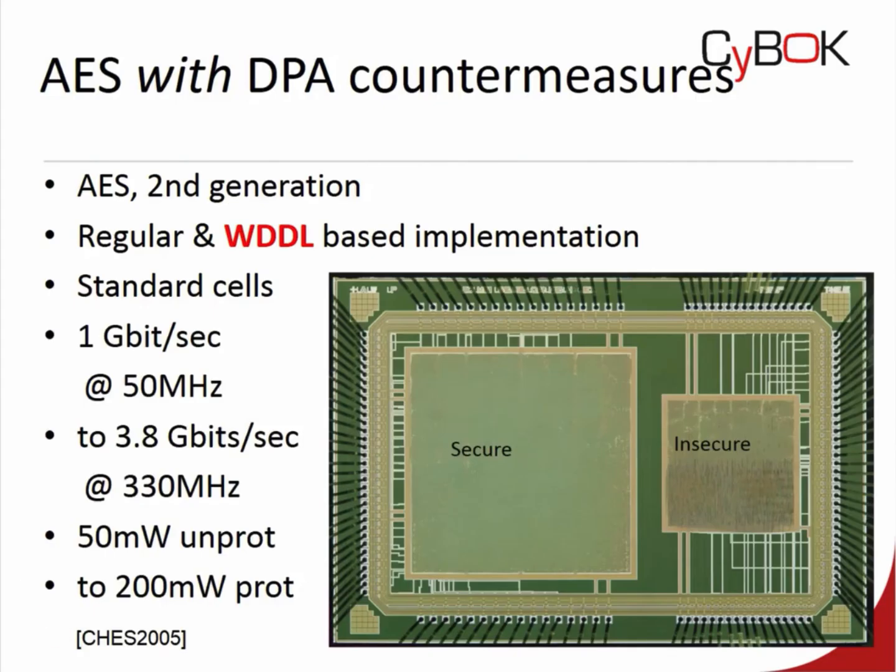Here I show again one example. This is the cost, or the price, you have to pay for an AES implementation to make it secure. This is an insecure chip. This is a secure version. The regular, insecure version will give you 3.8 gigabits per second at 330 megahertz. The slower version is the one with protection. The protected version consumes 200 milliwatts, unprotected only 50 milliwatts. You see that to add protection, you pay a price. Throughput goes down and the power consumption goes up.